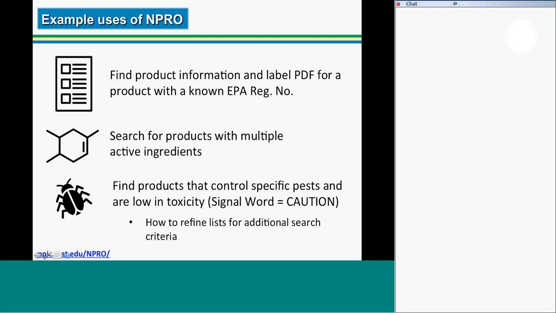You can get more complicated examples. Maybe you'd like to research products that control a specific pest, but you'd also like them to be low in toxicity or have the signal word caution. You can search by those 2 terms, and then if you'd like to further reduce the list of products that you're looking at, you can refine your list by adding additional search criteria.